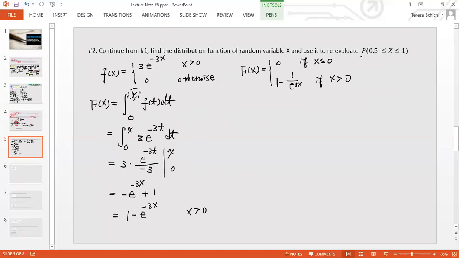Now I'm going to find the probability that x is between 0.5 and 1.